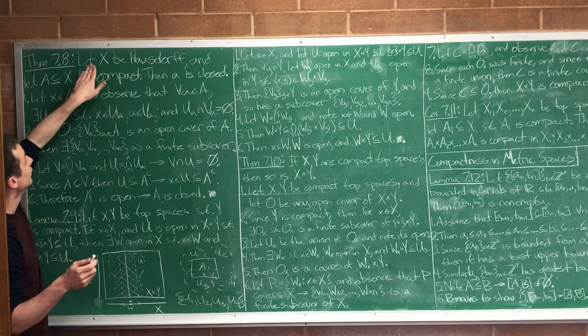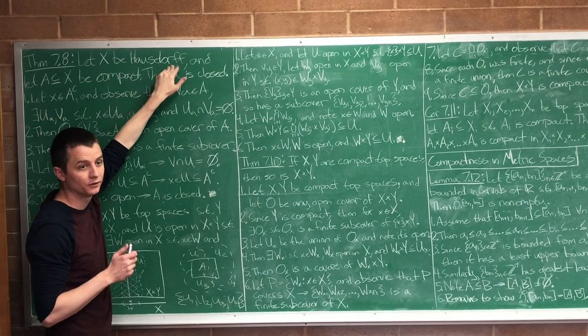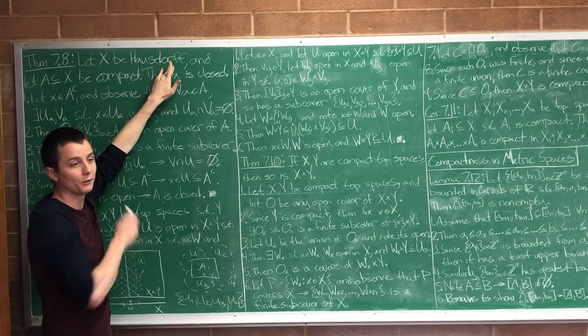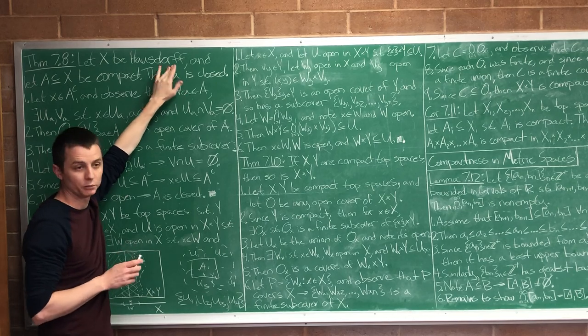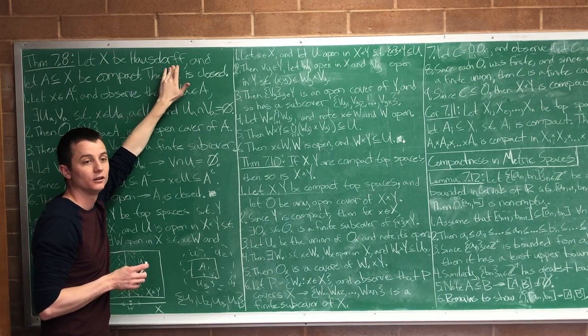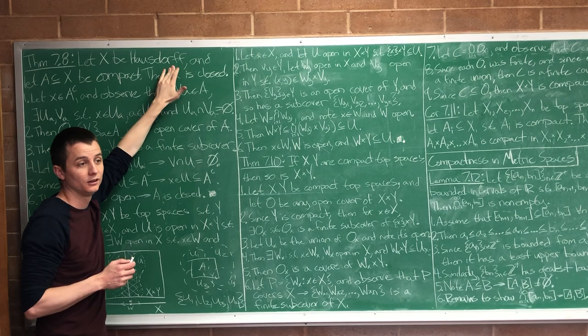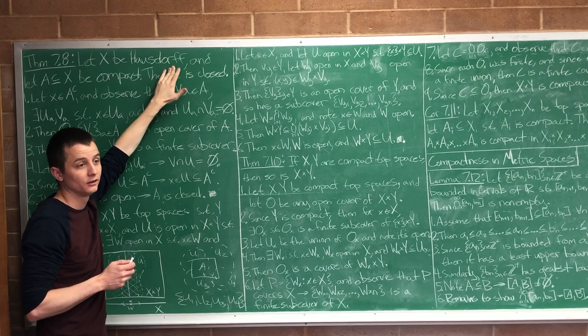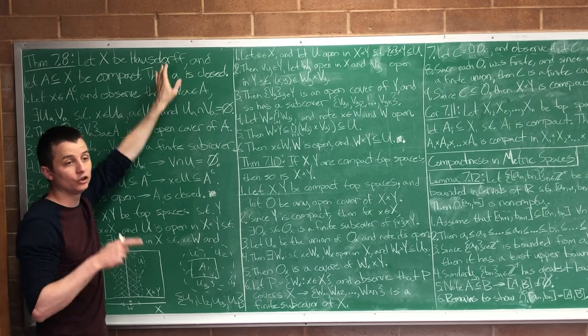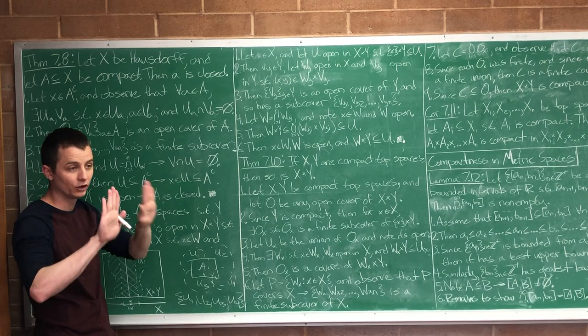Let's see what we're proving. Let X be Hausdorff. X is a topological space that's Hausdorff. What does it mean for it to be Hausdorff? It means for any two points you pick in there, they have their own neighborhoods.